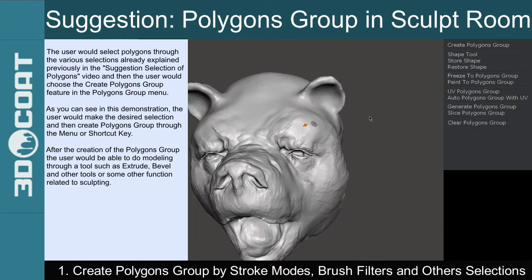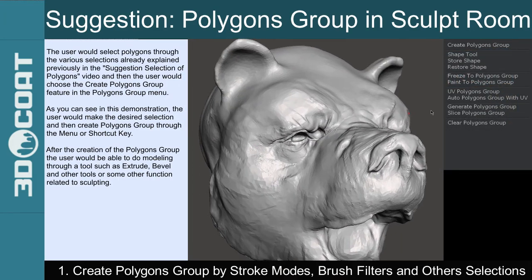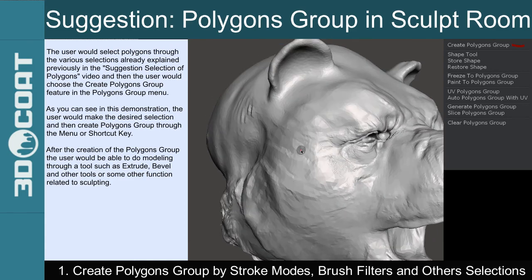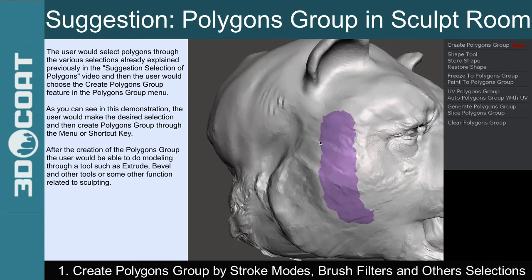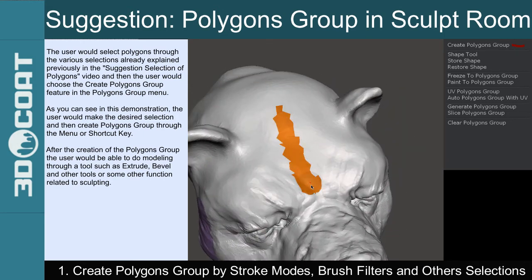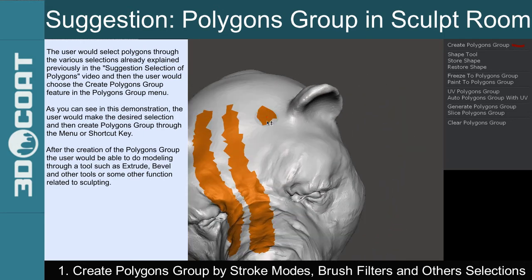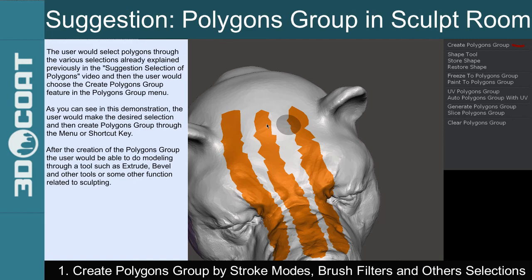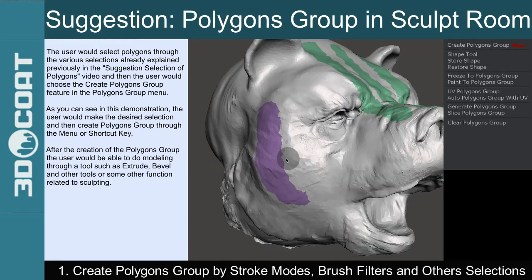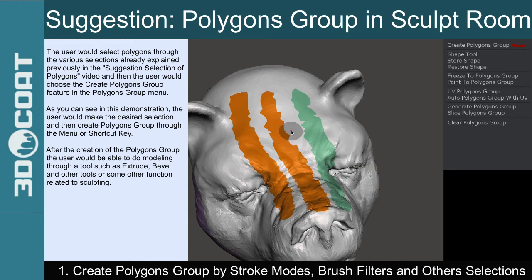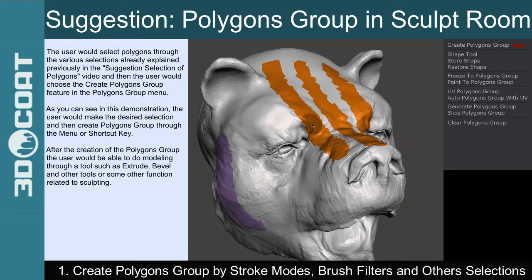As you can see in this demonstration, the user would make the desired selection and then create Polygons Group through the menu or shortcut key. Just remember that each different color in the model would be a different Polygons Group, and if the user made multiple selections in different places and created the Polygons Group, the program would only create a Polygons Group with the same color.